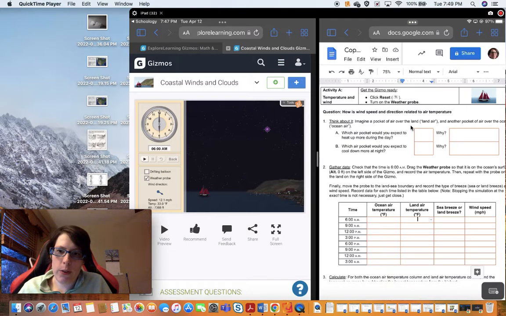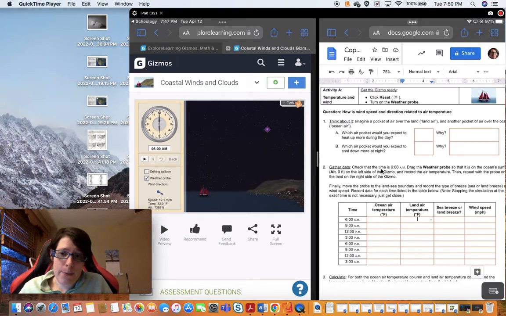So we've got a pocket of air over the land and a pocket of air over the ocean. Which one do you expect to heat up more during the day? Land or ocean, and why? And which one do you expect to cool down more at night? Land or ocean, and why? Those are your predictions. Don't Google it, just do your best.